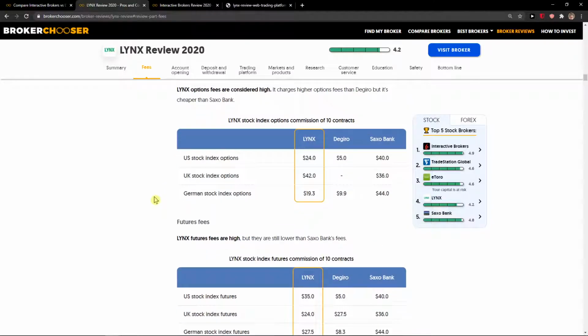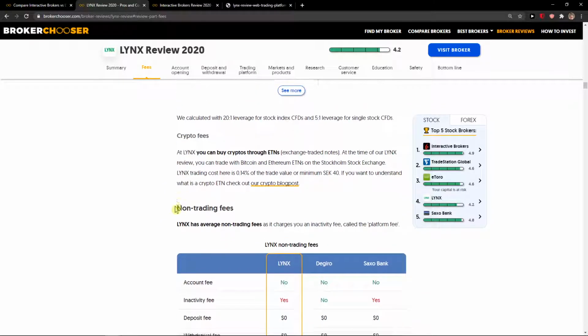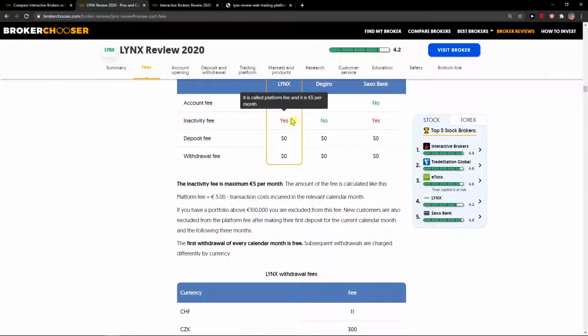Now, the inactivity fee is also here in LYNX, and it's €5 per month, which is huge. Interactive Brokers also has a fee, and how it works is, if you have above $2,000 in Interactive Brokers, you're going to pay a $10 commission fee per month. If it's below $2,000, you're going to pay $20, and if you have above $100,000, you're going to pay no fee at all.